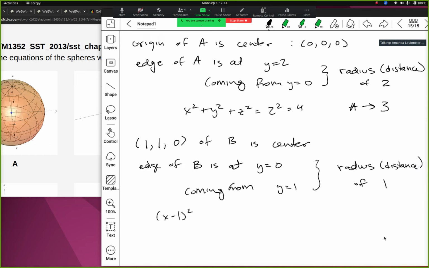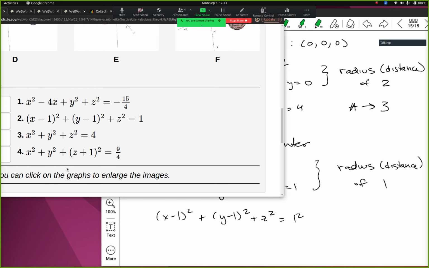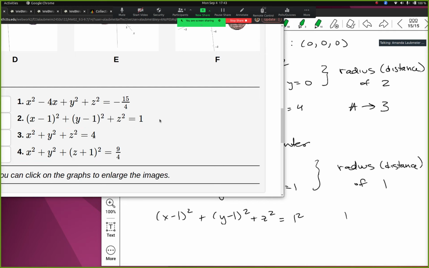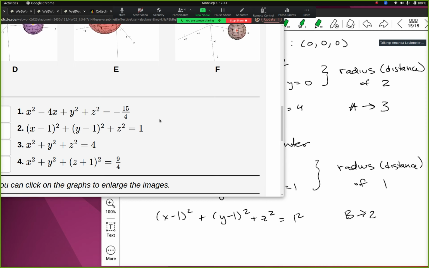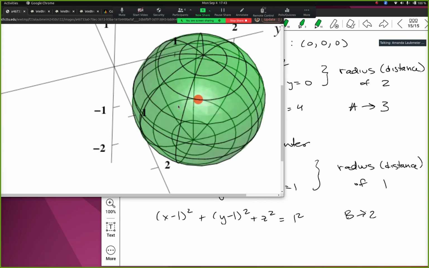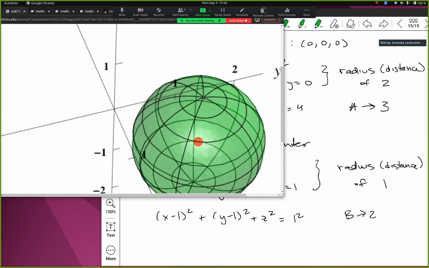And so if I was going to write this equation, my first guess would be that this is x minus 1 squared plus y minus 1 squared plus z squared is equal to 1 squared. And I see that actually I don't have to rearrange anything, it is right there. So I would say I think B goes to 2. And you would continue like that for everything. If you're having trouble figuring out exactly where something is in your picture, try right-clicking on the picture and opening it in a new tab, and then it'll zoom it in better so that you can focus on where the points are sitting.